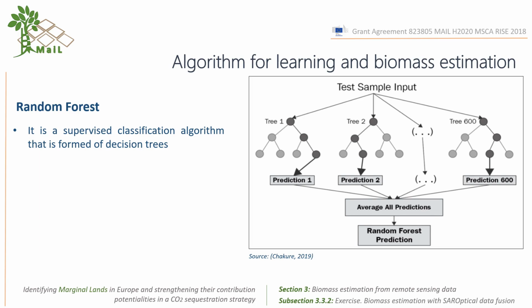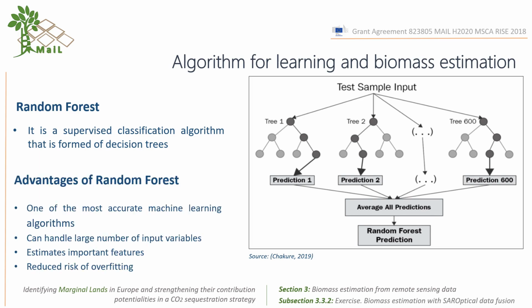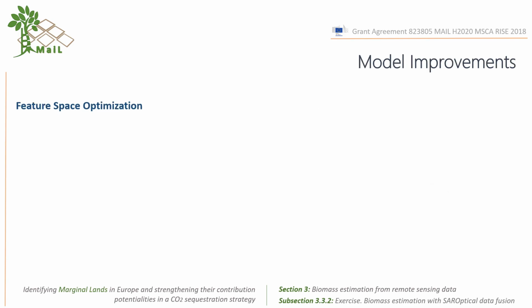Let's look at the advantages of random forest and why we're proposing it. It is one of the most accurate machine learning algorithms. It can handle a large number of input variables, and it has reduced risk of overfitting. The performance of the proposed random forest model will depend on a lot of factors, but there are always techniques to make improvements. One of them is feature space optimization.